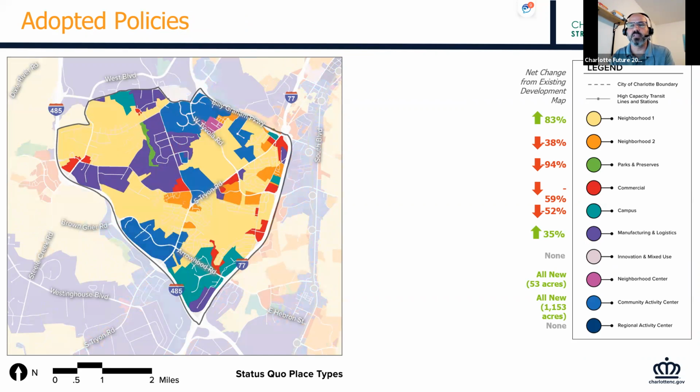So the second step in the mapping approach was to translate the city's adopted policies and existing entitlements into place types. This translation was based on several inputs: future land use recommendations for areas that have area plans adopted since 2010, and zoning in the remaining areas. You can see how the place type assignments change between the existing development and adopted policy map on the right side of the slide. So these are the percentages that you see either increasing or decreasing. So this map reflects how Charlotte would grow and change if we didn't implement recommendations from the Charlotte Future 2040 Comprehensive Plan.